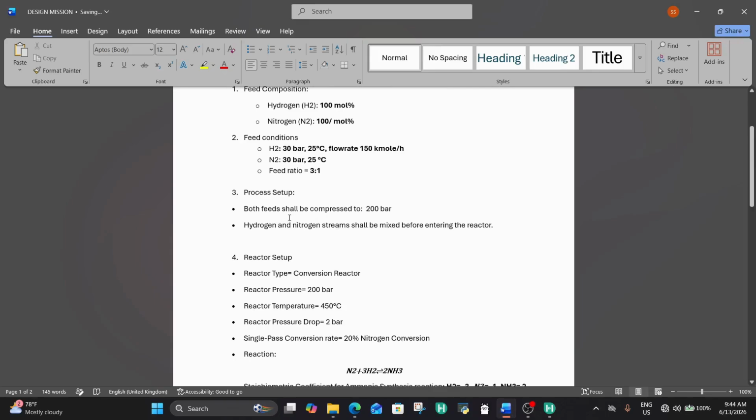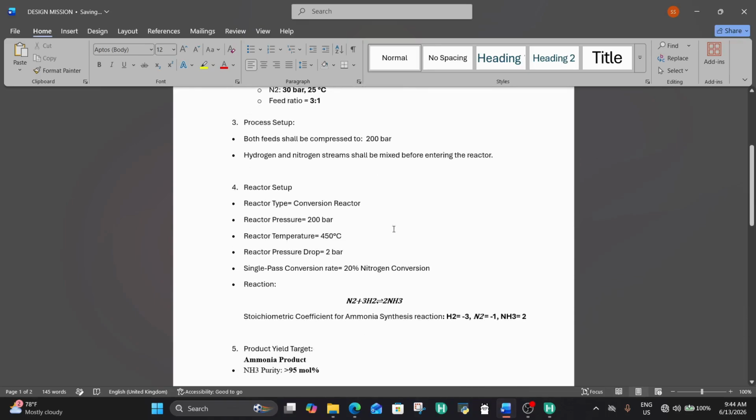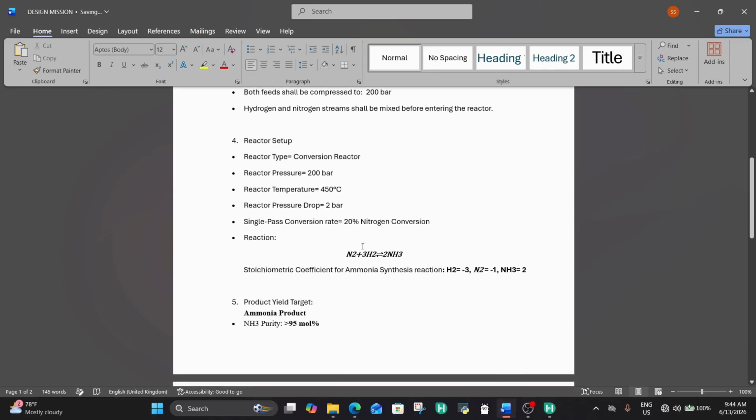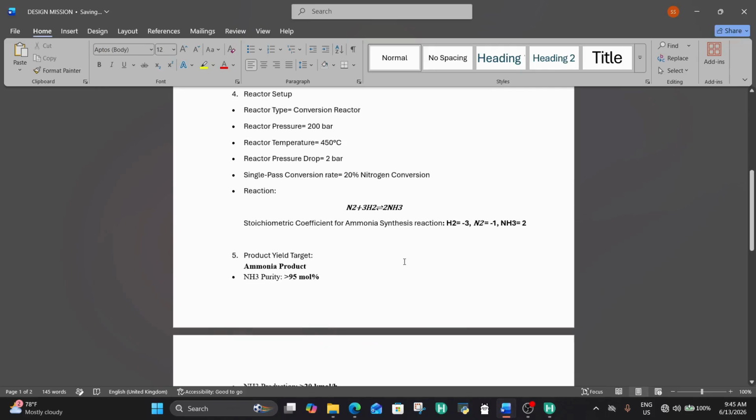Process setup: both feeds shall be compressed to 200 bar. Hydrogen and nitrogen streams shall be mixed before entering the reactor. The reactor setup: reactor type, conversion reactor. Reactor pressure 200 bar, reactor temperature 450 Celsius. Reactor pressure drop 2 bar with a single pass conversion rate of 20% nitrogen conversion. The stoichiometric coefficients for the ammonia synthesis reaction are given below alongside the reaction itself.